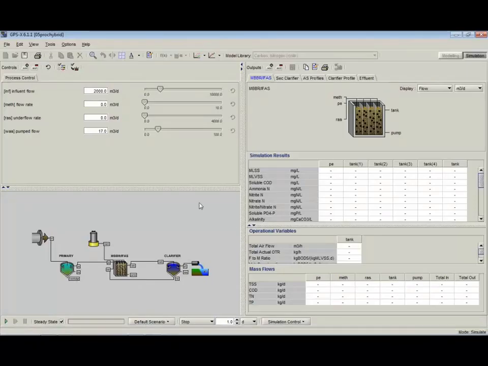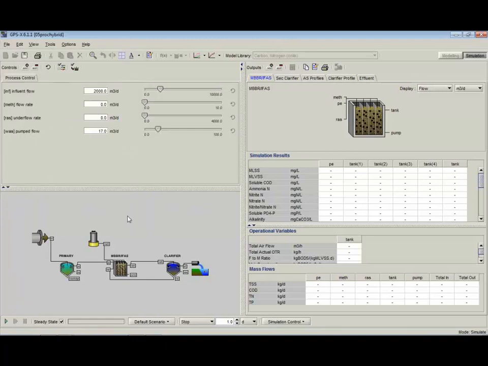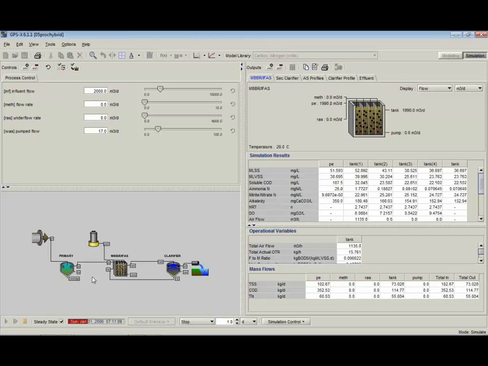So this is our demonstration of the hybrid object that comes with GPSX. If you go to the sample layouts menu, you can find this under our IFAS/MBBR system. This particular case is set up as a flow through MBBR. You can see there is a recycle here, but right now I have that flow turned off, so this is not going to be carrying any mixed liquor. Really, it's just the flow through MBBR system. So let's solve that and run a one-day simulation.